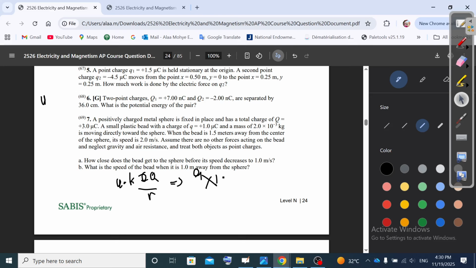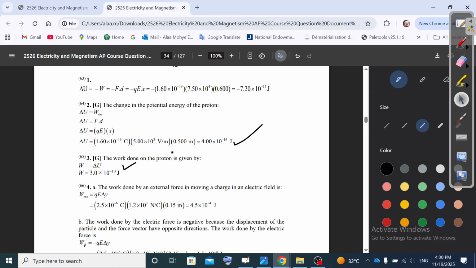So 9 times 10 to the power of 9, which is your k, times your first Q, which is 7 times 10 to the minus 9, times minus 2 times 10 to the power of minus 9, over your 36 centimeter, which is 0.36. Let's do it. So 9 times 10 to the power of 9, times 7 times 10 to the power of minus 9, times minus 2 times 10 to the power of minus 9, over 0.36. I got minus 3.5 times 10 to the minus 7.